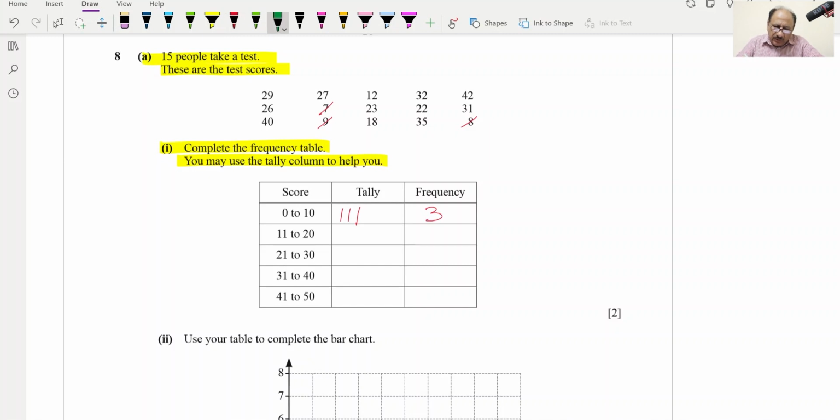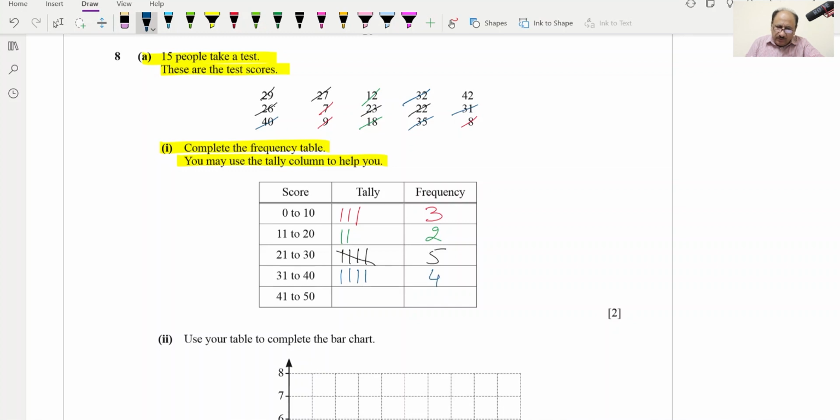11 to 20 will be 12, so 1, 18 also, and nothing else, so this will be 2. And then we can check 21 to 30: 29, then 27, then 26, then 23, and 22, and that's all, so this will be 5. And 31 to 40 will be 32, and 31, and 40 is also there, and 35 is also there, so this will be 4.